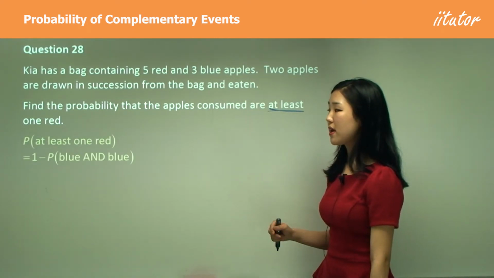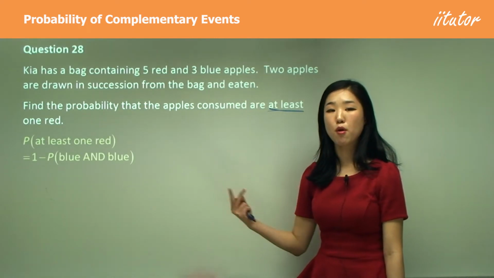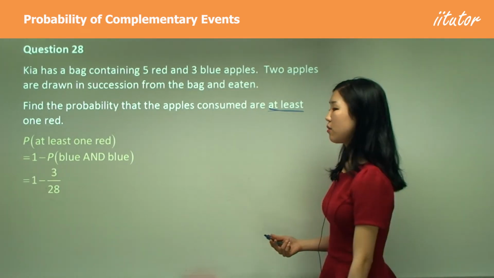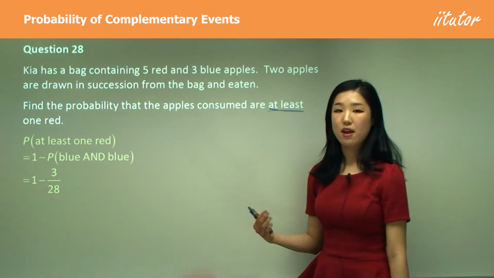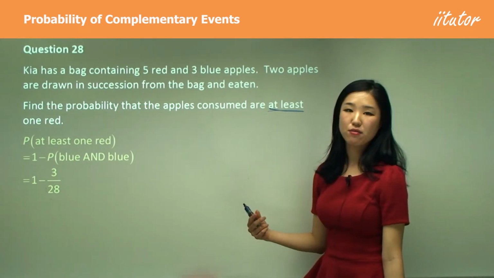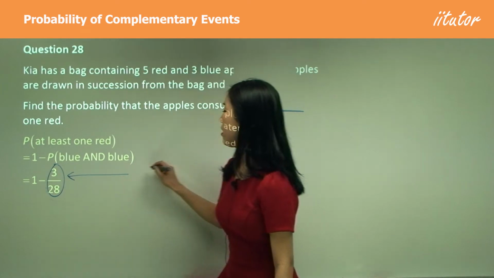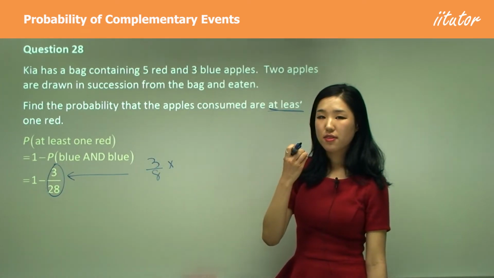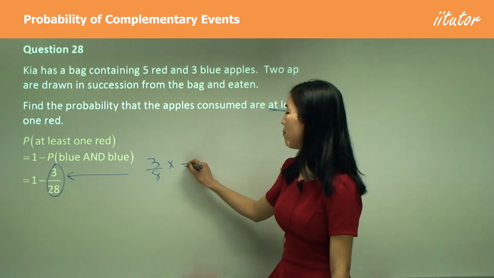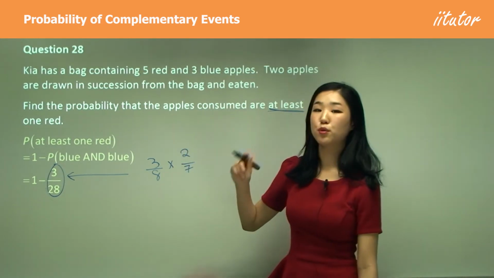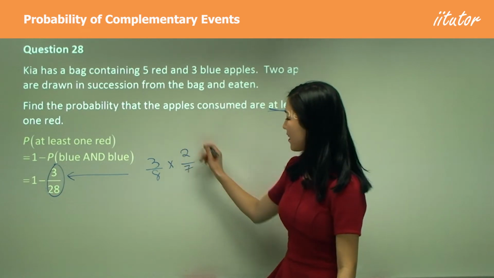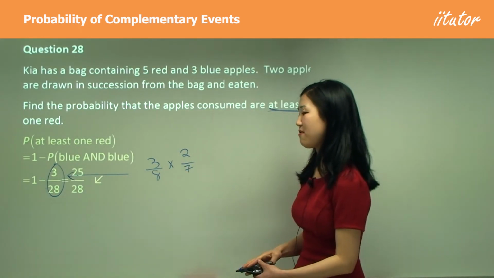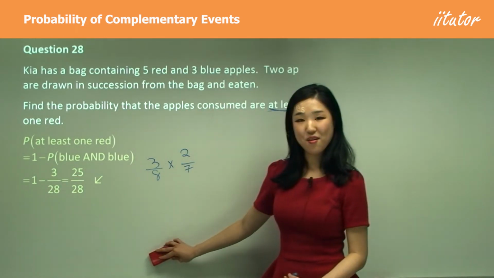At least 1 red means 1 minus the probability of getting both blue and blue. 3 out of 8 apples are blue. So we'll have 1 minus 3 out of 8 times 2 out of 7. This one here would be 3 out of 8 are blue, and then because we eat 1, there will only be 7 left to choose from, and there'll only be 2 blue apples left. And then if you calculate this, you should get 3 out of 28. So 1 minus 3 on 28 is 25 on 28, and that's the answer.